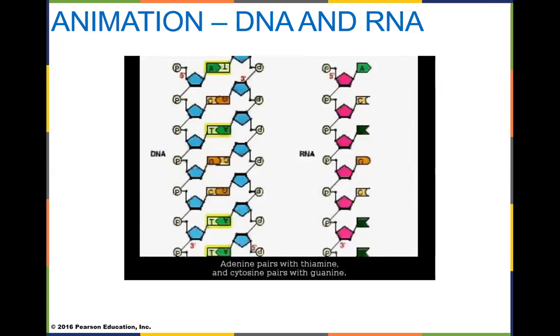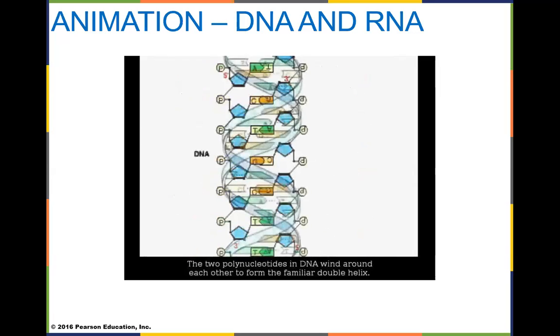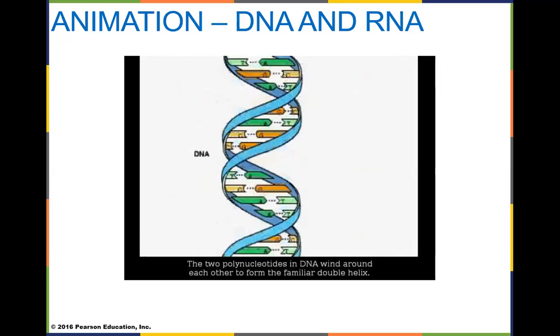Adenine pairs with thymine, and cytosine pairs with guanine. The 2 polynucleotides in DNA wind around each other to form the familiar double helix. The bases can be in any order, like the letters of the alphabet. However, the base sequence is significant. Sequences of bases called genes encode the instructions for the structure and function of an organism.